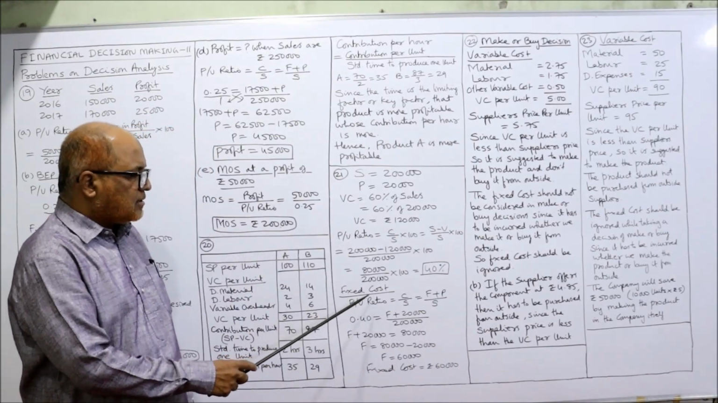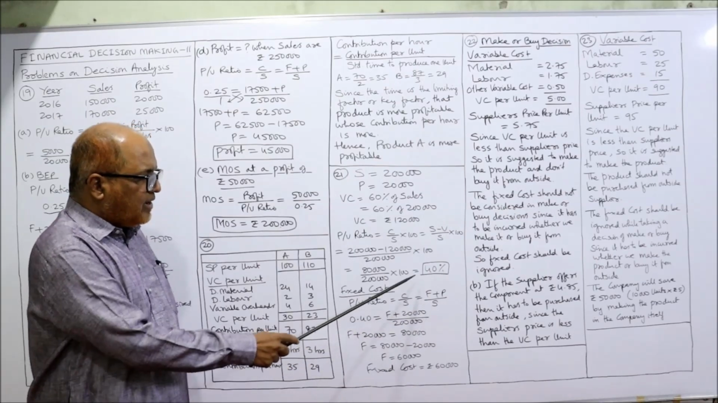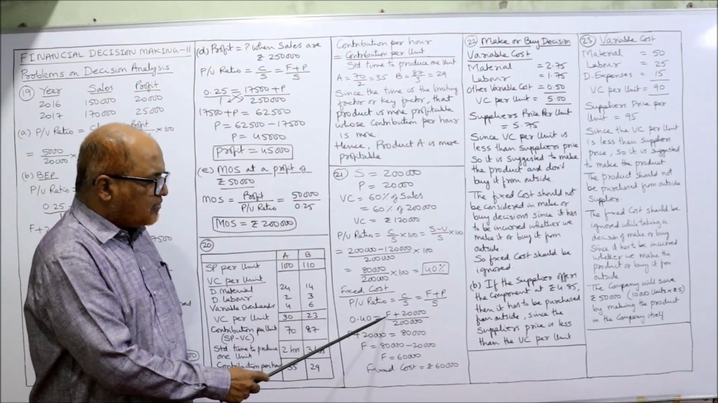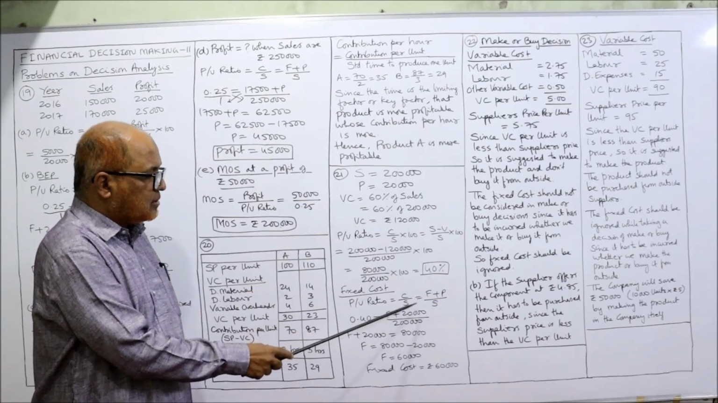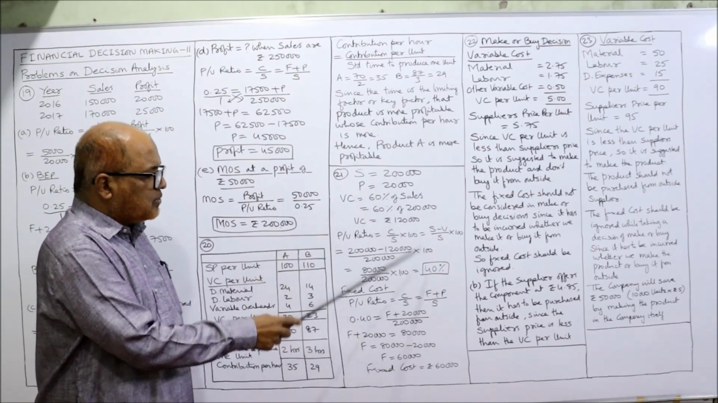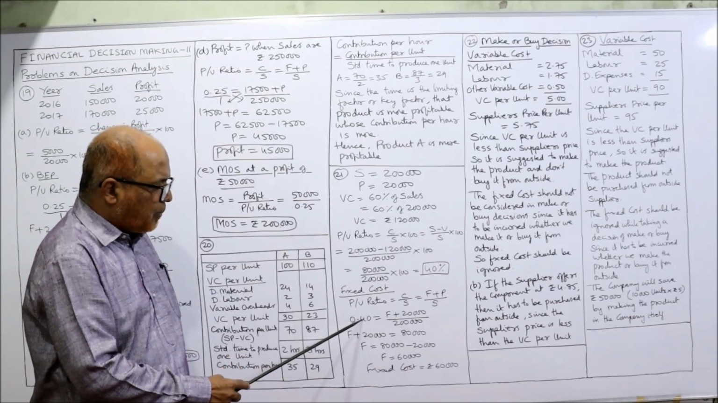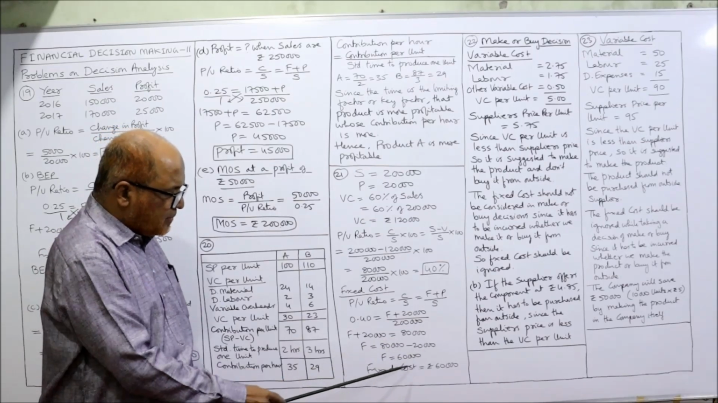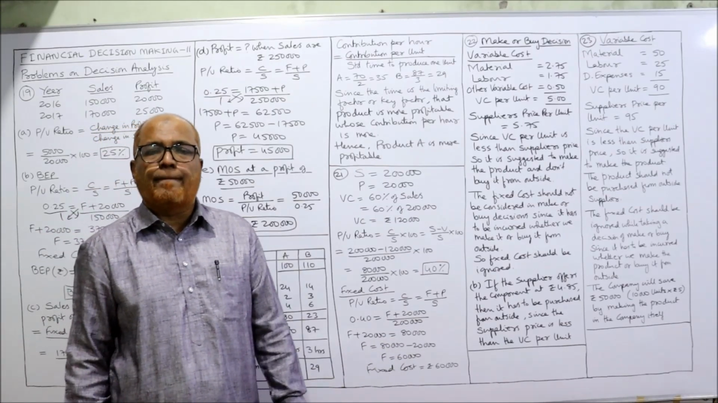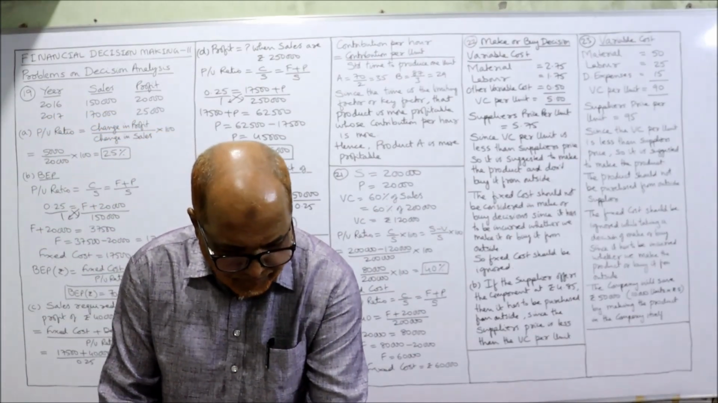Now fixed cost. PV ratio is equal to C by S, F plus P by S. Now PV ratio we got 0.4. Fixed cost we need to calculate. Profit is given in the problem 20,000. And sales are given in the problem 2 lakh. Cross multiplication: F plus 20,000 is equal to 0.4 into 2 lakh, 80,000. Take this 20,000 to RHS, fixed cost is 60,000. Now substitute fixed cost. It is asking you to calculate the fixed cost.